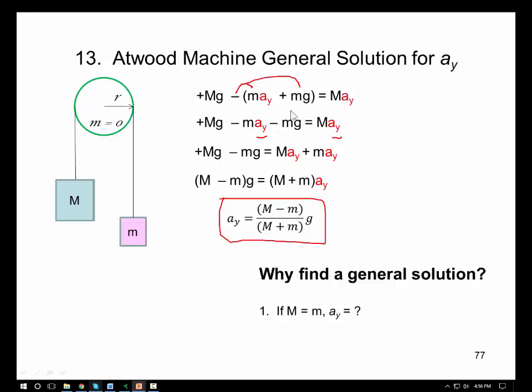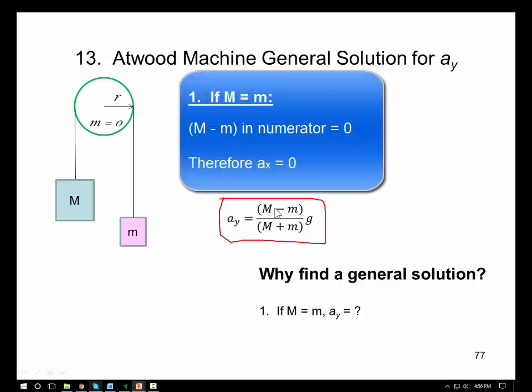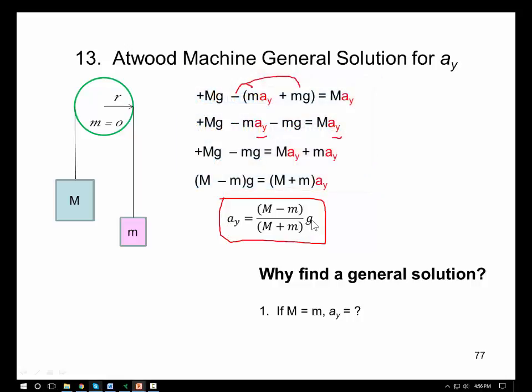What happens if the two masses are equal? Well, if the two masses are equal, our two m's up top subtract, and that zeroes out this fraction. And so we get that our acceleration is 0, which we'd expect. And that means we're in equilibrium.